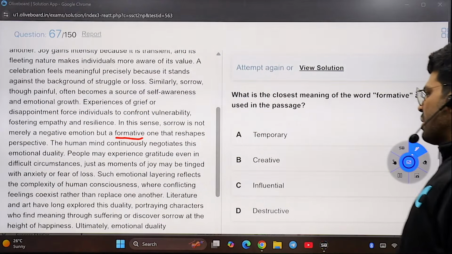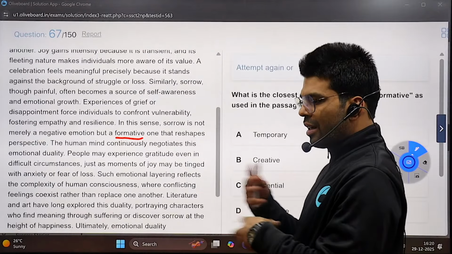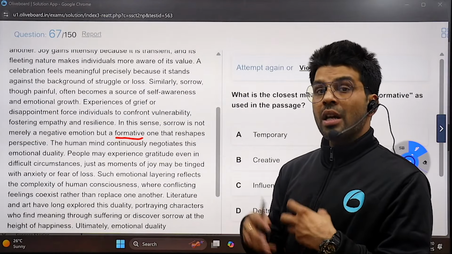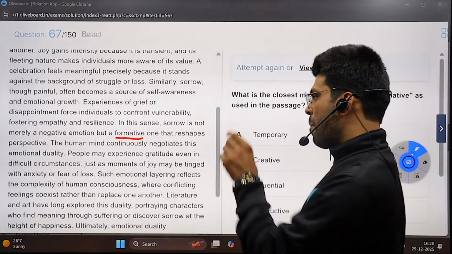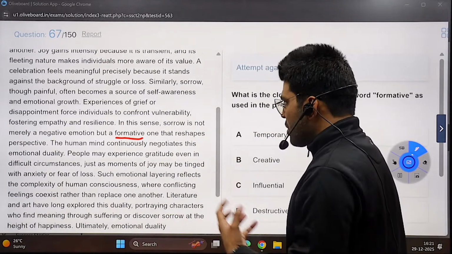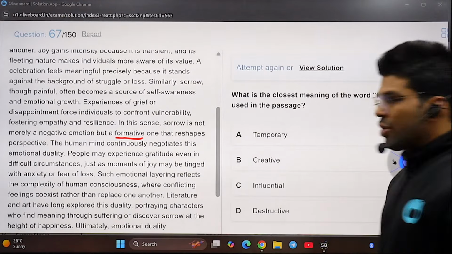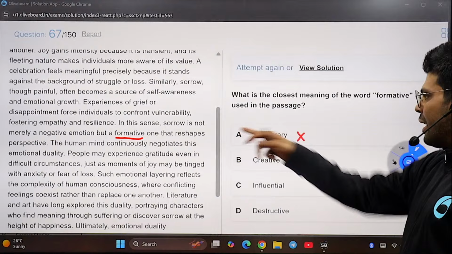That's a better choice actually. It doesn't create, it just reshapes. That means the shape already exists. We are just giving it another shape. Another shape, not just creating it. In this sense, sorrow is not merely a negative emotion but a formative one that reshapes perspective, changing its shape. Yes. So temporary, it doesn't show any time here.